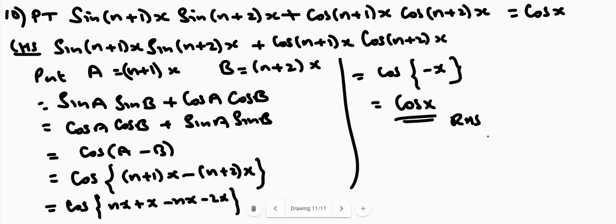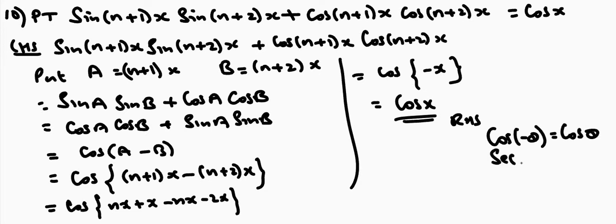Since cos(−θ) is cos θ and sec(−θ) is sec θ, others are sin(−θ) is −sin θ, cos(−θ) plus cos θ; sec and cos are positive, others are negative.